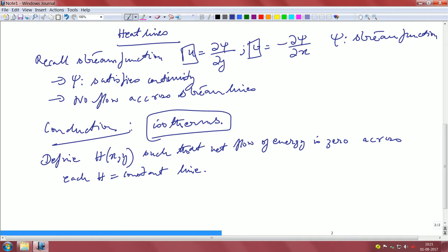Here there is no net flow of energy across those lines, whatever this function h is, which we are going to call the heat function. Now, how do you evaluate this heat function? If we call that the stream function, let us call this the heat function, and the h equal to constant lines are called heat lines, like psi equal to constant lines are called stream lines. So, how is this going to be evaluated? Let us look at the basic definition.